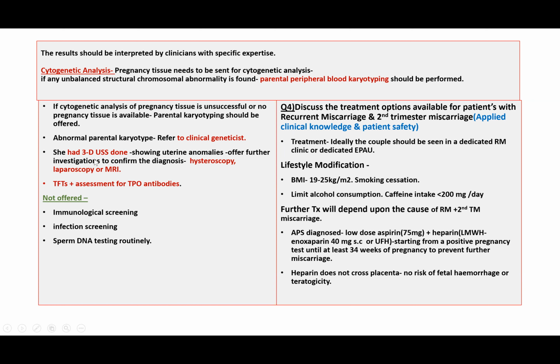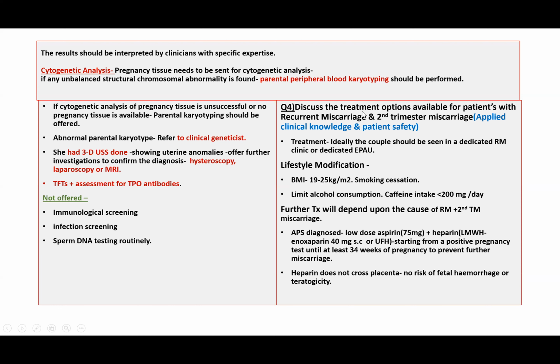Now, this patient had 3D ultrasound scan done, which showed uterine anomalies. So we will be offering further investigations to confirm the diagnosis, that is hysteroscopy, laparoscopy, or MRI. Also check thyroid dysfunction by checking the thyroid function tests and look for thyroid peroxidase antibodies. And what investigations we will not offer, that is also good if you will mention in the exam. We will not be offering immunological screening, no infection screening, no sperm DNA testing routinely.